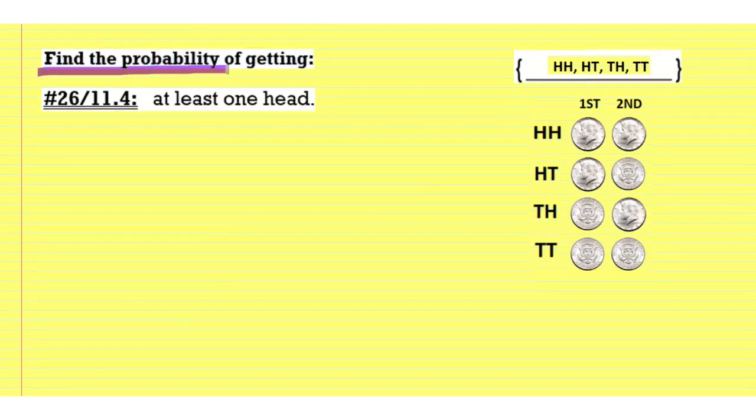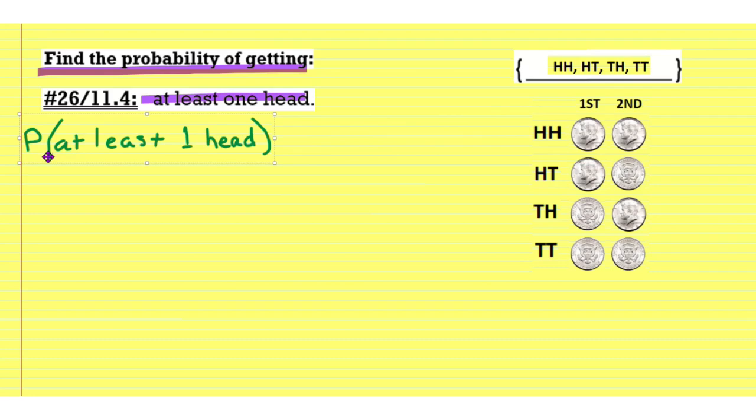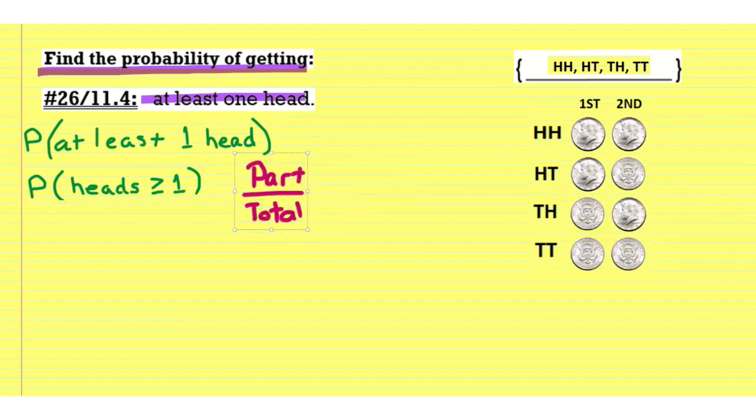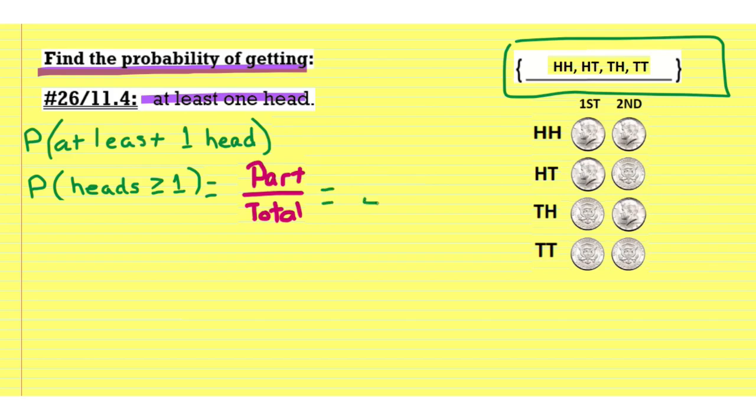Okay, find the probability of getting at least one head. So we can write our probability statement in different ways. It's not set in stone. Probability of at least one head, or we could say the probability that the heads is greater than or equal to 1. That would be saying exactly the same thing, but we are going to set our probability statement equal to a ratio, and we're going to find that ratio by considering the part out of the total. And again, we found that our total number of options is going to be 4, so that is our denominator. And then we just have to determine which of our options has at least one head.